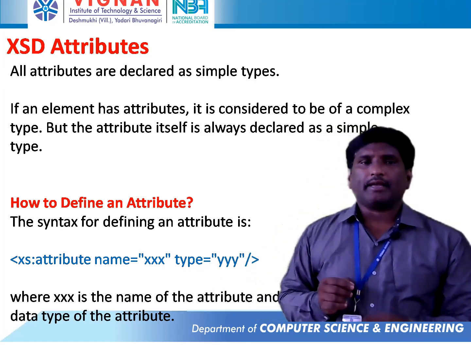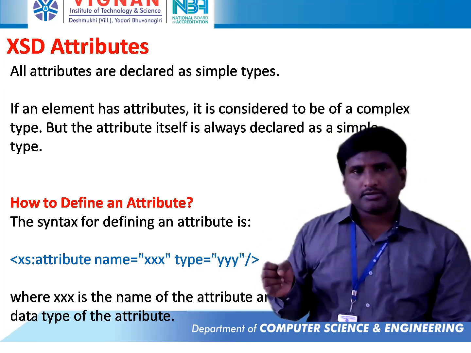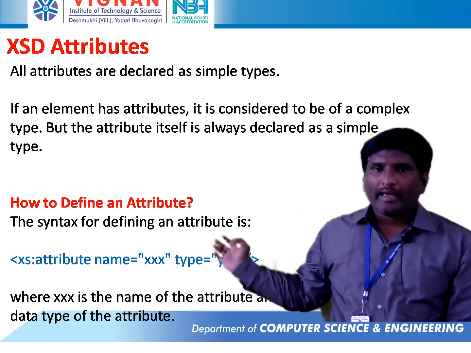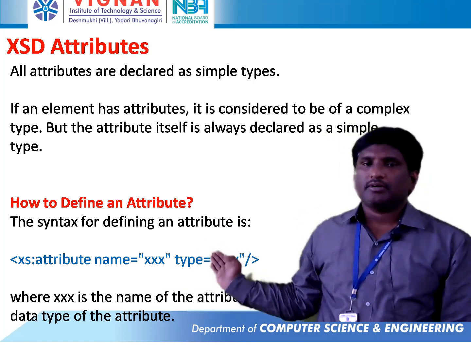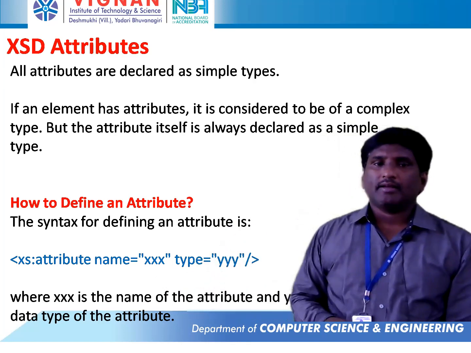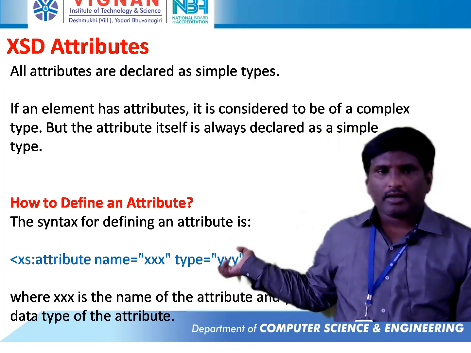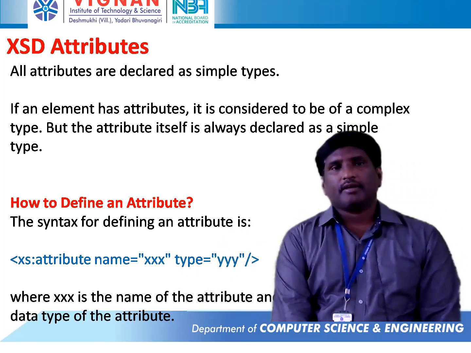Simple type only. How to define an attribute? This is the syntax: xs:attribute name equal to xxx, type equal to yyy, where xxx is the name of the attribute and yyy is the type of the attribute.